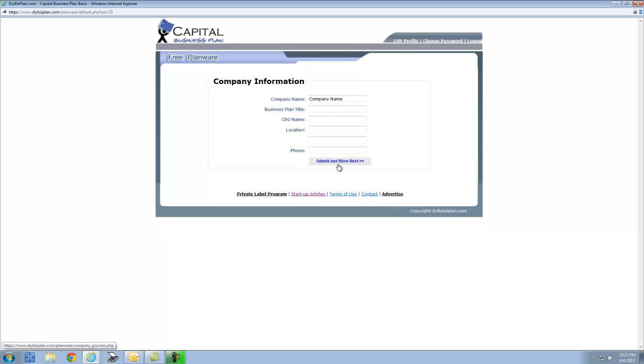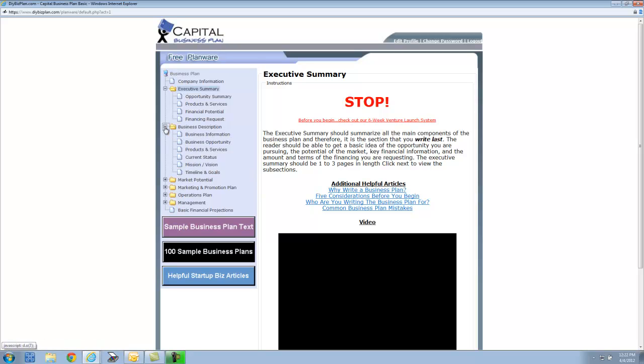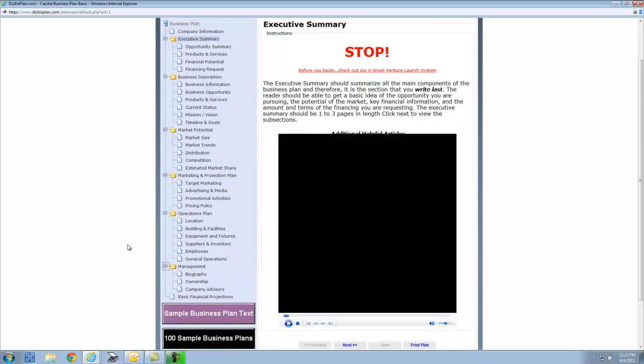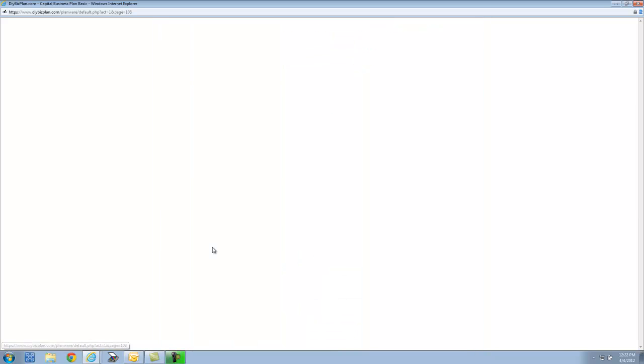To get past the cover page creation screen, you'll have to at least enter in a company name, but these other fields just help create a cover page for the business plan software. So once we move past the company information tab, you can see that we've got the 6 sections of the business plan, which are expandable so that you can fill out each of the 6 sections. But what we're looking for here for the purposes of this video is the basic financial projections.